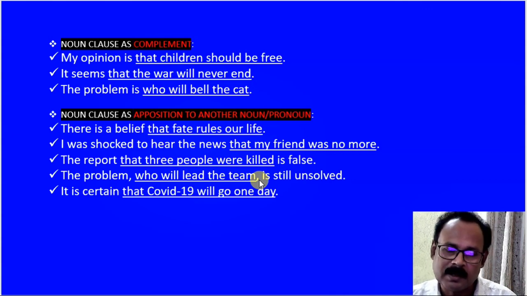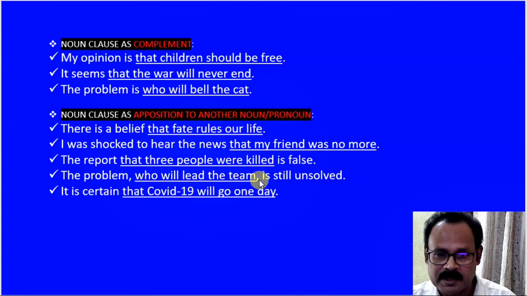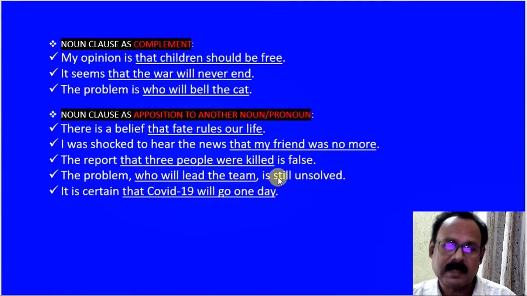So guys, these are the various functions of noun clause that we discussed today. We saw the various functions like how the noun clause becomes the subject of a sentence, the object of verb, the object of preposition, then complement, then how it works as apposition to another noun phrase or a pronoun. So that's the end of this video lesson.